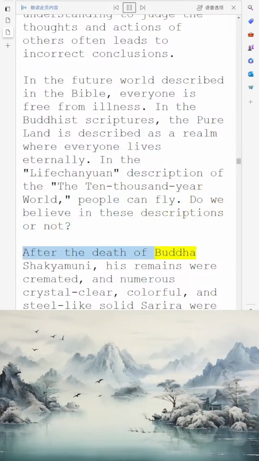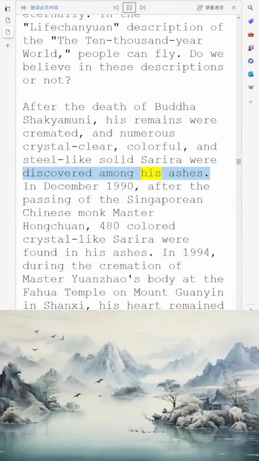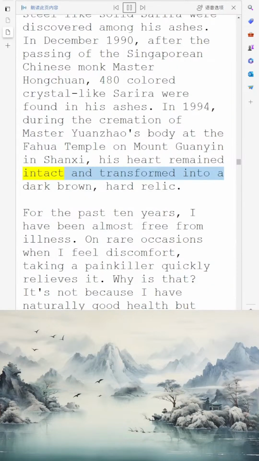After the death of Buddha Shakyamuni, his remains were cremated, and numerous crystal-clear, colorful, and steel-like solid sarira were discovered among his ashes. In December 1990, after the passing of the Singaporean Chinese monk Master Hongchuan, 480 colored crystal-like sarira were found in his ashes. In 1994, during the cremation of Master Yuanzhao's body at the Fahua Temple on Mount Guanyin in Shaanxi, his heart remained intact and transformed into a dark brown, hard relic.